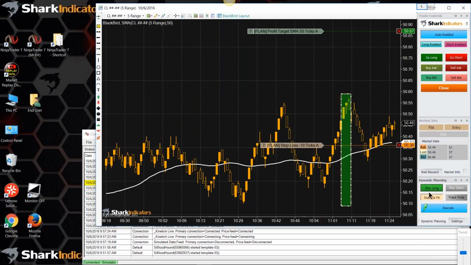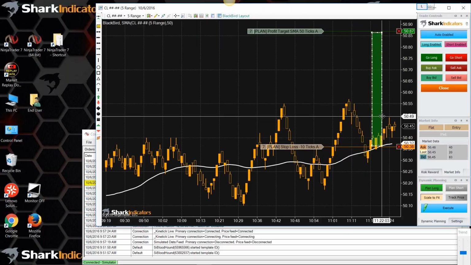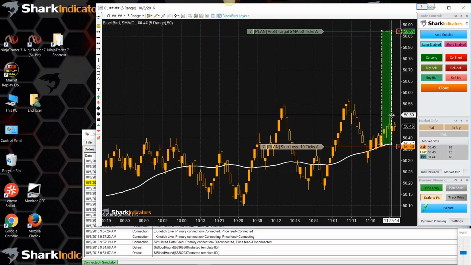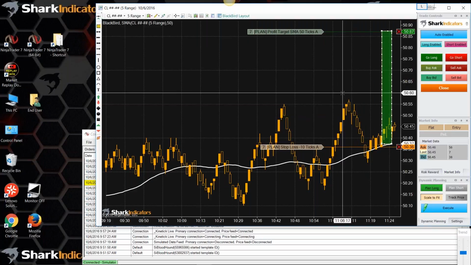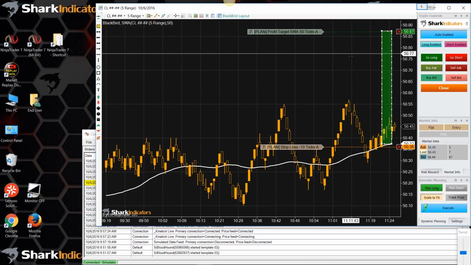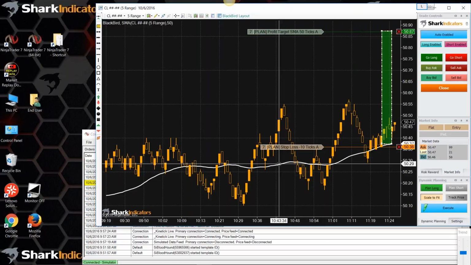Dynamic planner. There we go. All right. So let's just measure this here. There. So there we go. We can see we've got a 50 tick offset from the SMA 50 right there.